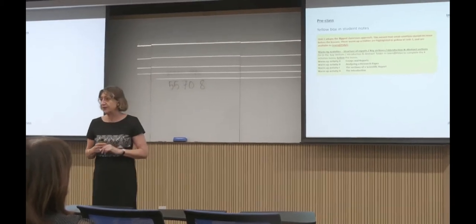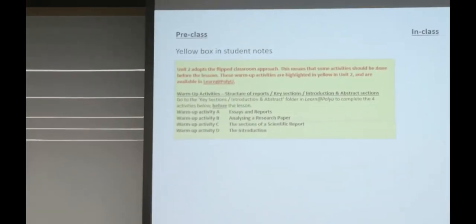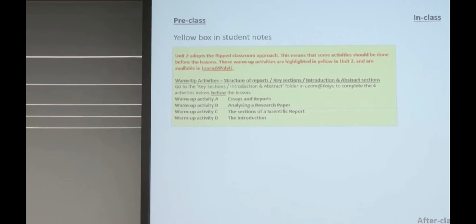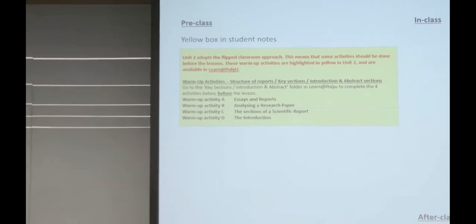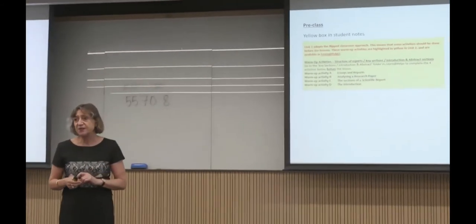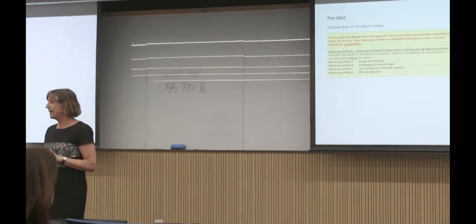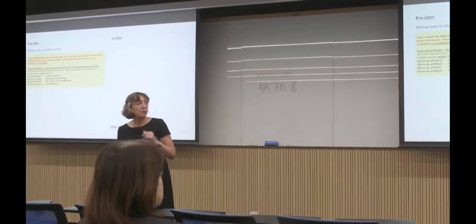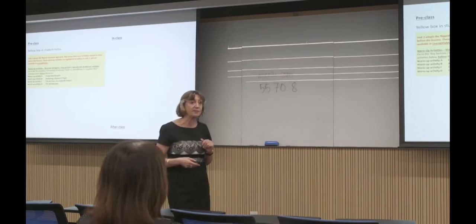So the unit before was just a unit of work. Now it's divided into four sections. Each section begins with a yellow box, and that outlines what the students have to do before the class. So this is the... I love the yellow box, but why the red text?